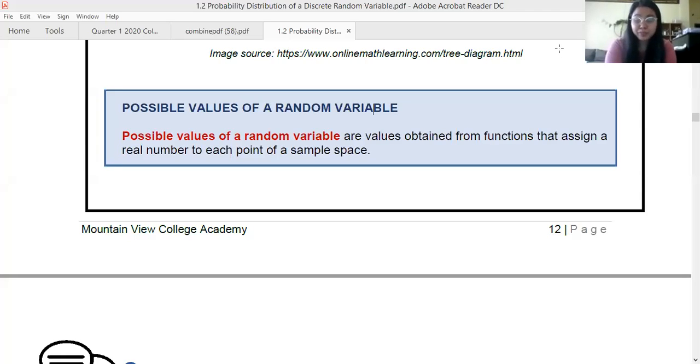In the next part of our lesson, we'll be talking about the possible values of a random variable. Now, what is a random variable? In our last meeting, we talked of it as any variable. It can be discrete, it can be continuous, it can be any variable, and we assign a possible value. Now, how do we do it?